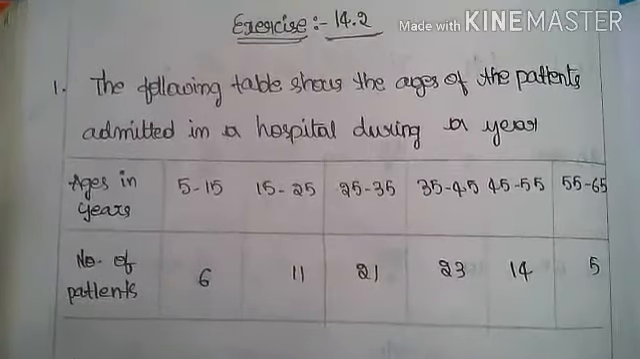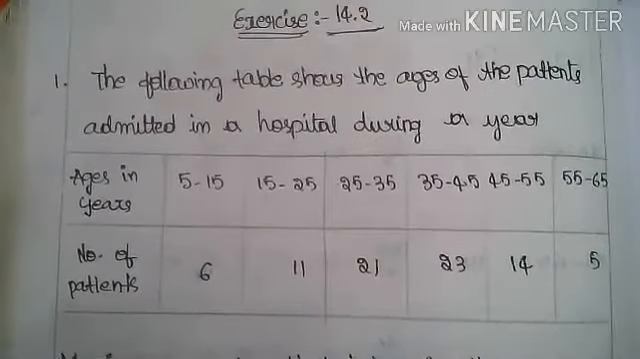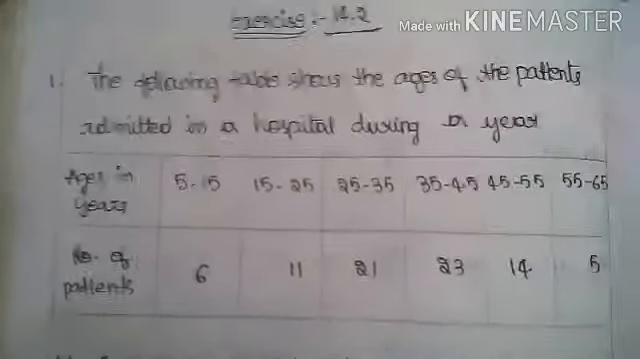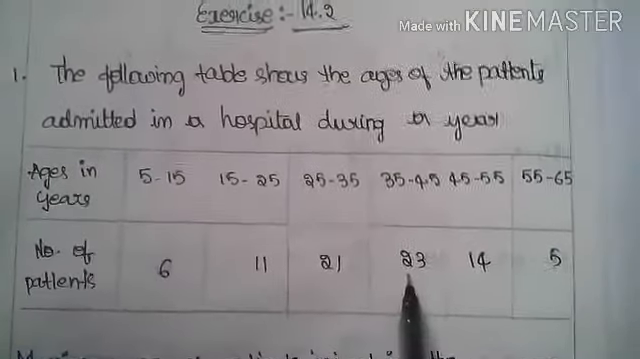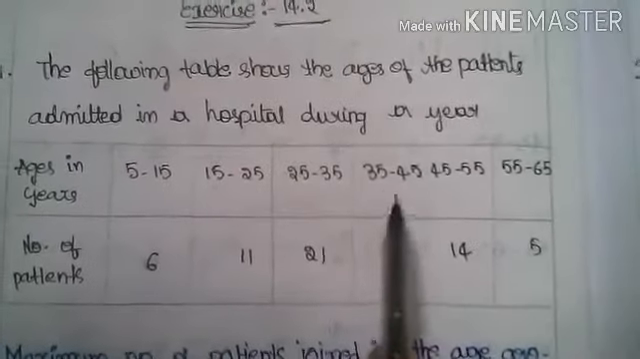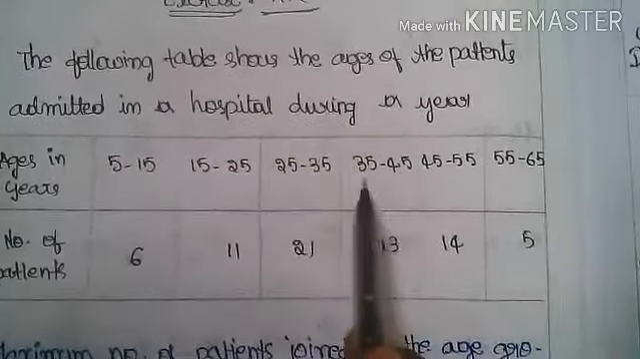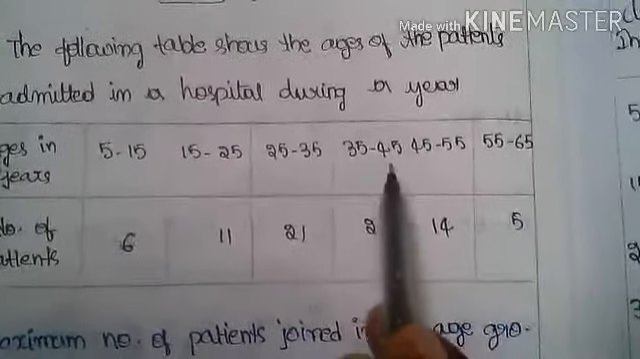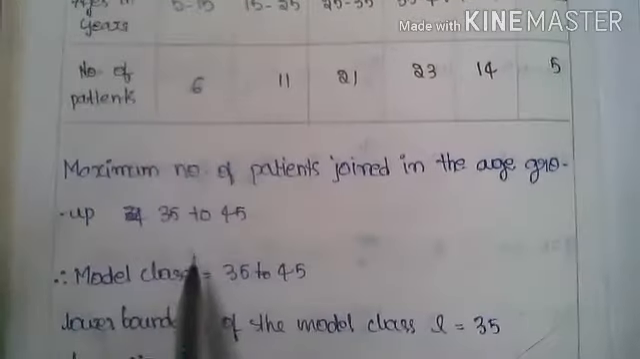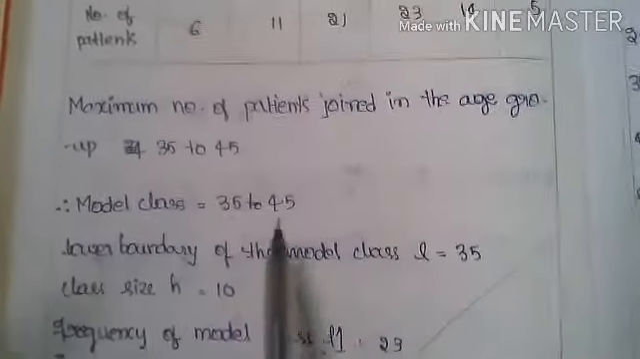In the first question itself, we need to find the mean and the mode of the given data. So here the highest frequency is 23. The corresponding value is the modal class, 35 to 45. So the maximum number of patients joined in the age group 35 to 45. So it can be taken as the modal class.